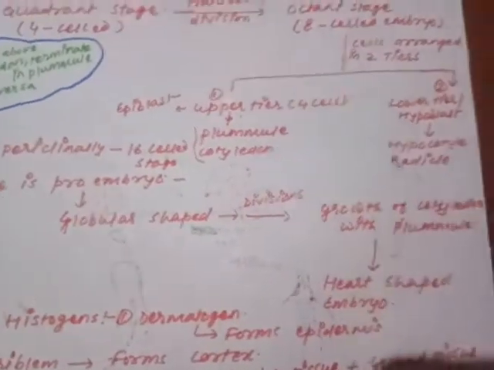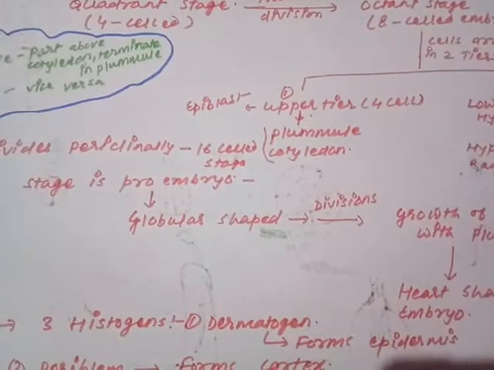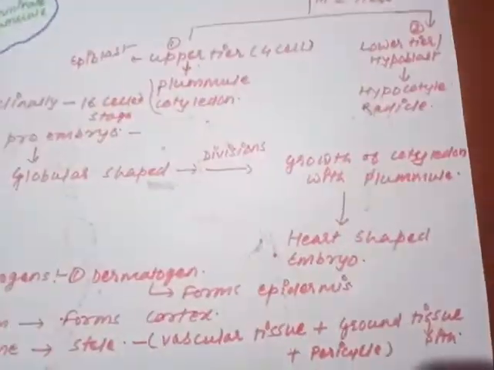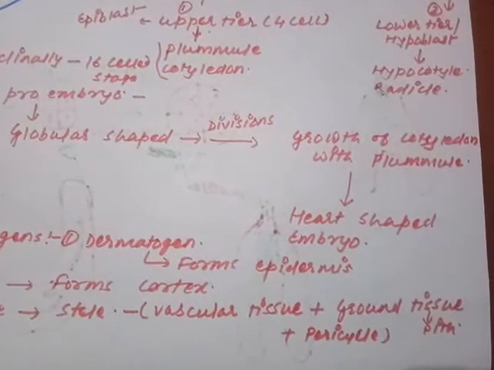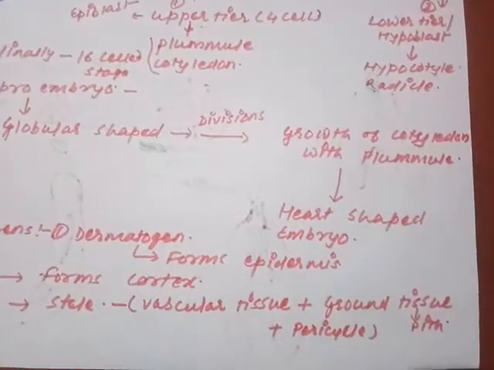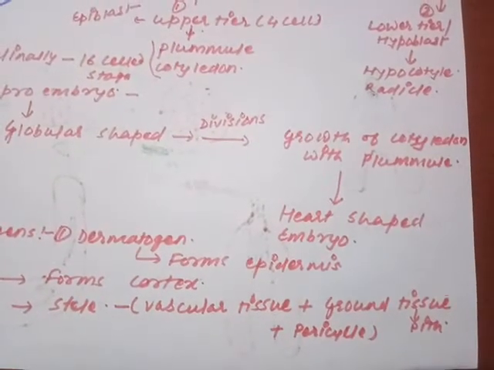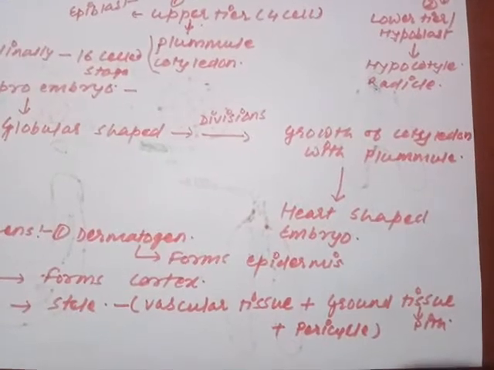Now the process of division and differentiation begins. In the globular shaped embryo, a continuous repeated series of divisions will occur, and along with the divisions the differentiation process will occur. What is differentiation? Differentiation means that a particular type of cell will start behaving as a permanent cell. So during differentiation, first of all, the development of cotyledon and plumule is observed.